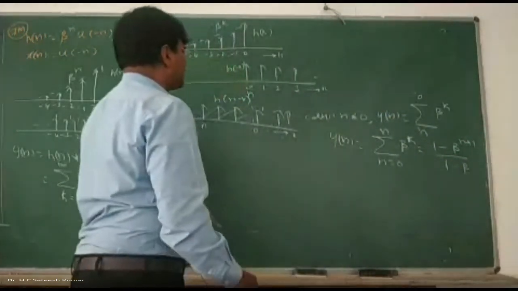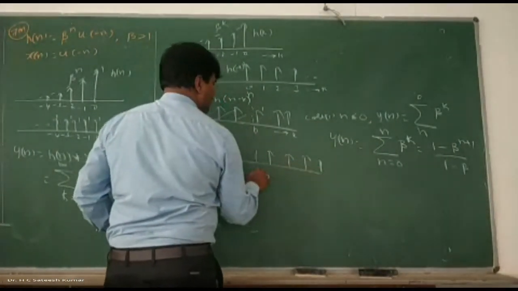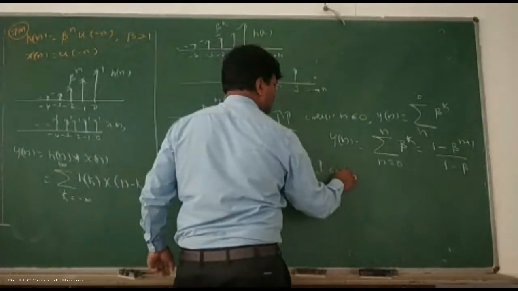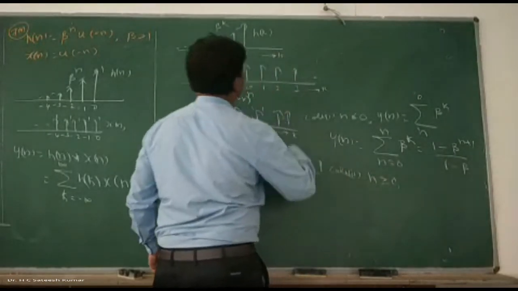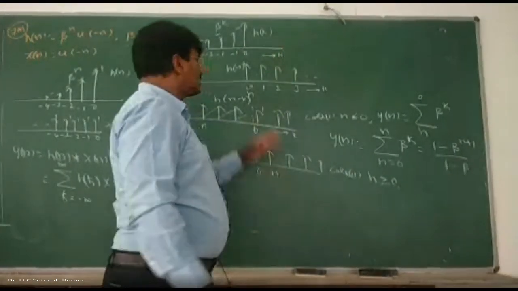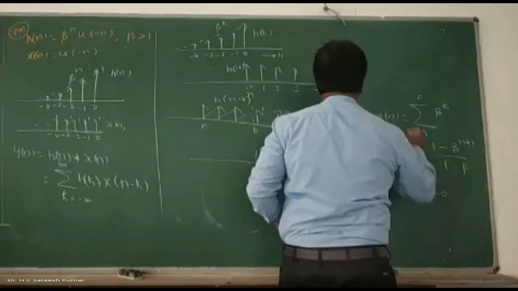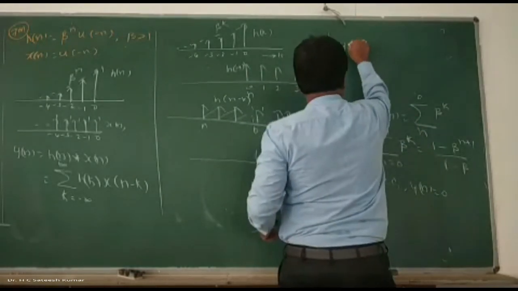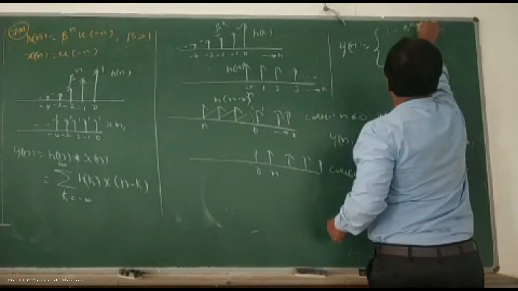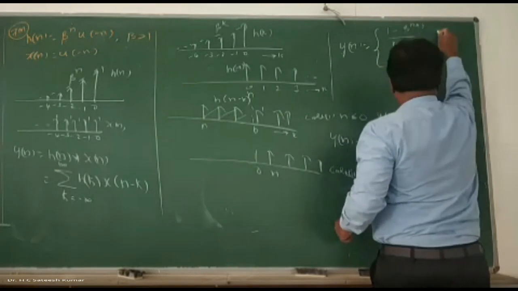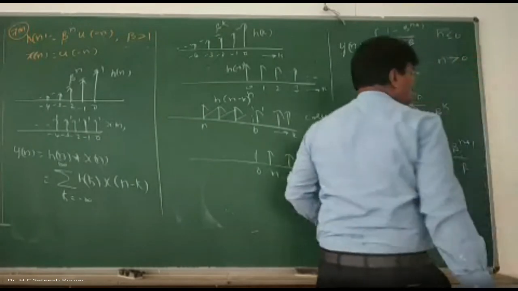Okay, right. Second case is what? n greater than 0. Case 2: n greater than 0, because the answer is 0, no overlapping. Because on this side the signal is not there, the signal was there in the other one. So for n greater than 0, y of n is equal to 0. Therefore, y of n is equal to 1 minus beta to the power of n plus 1 divided by 1 minus beta for n less than or equal to 0, and is equal to 0 for n greater than 0.